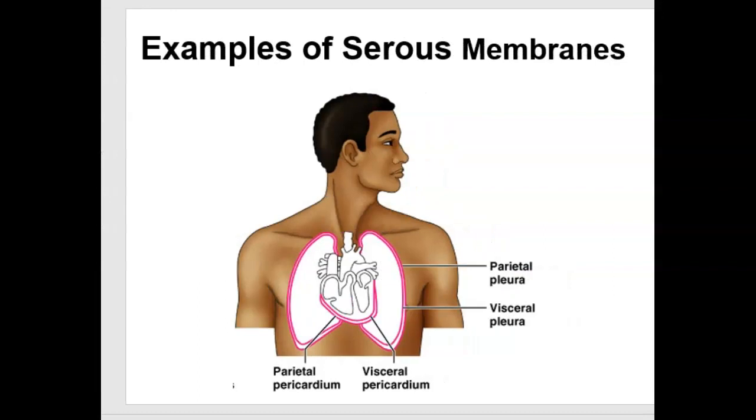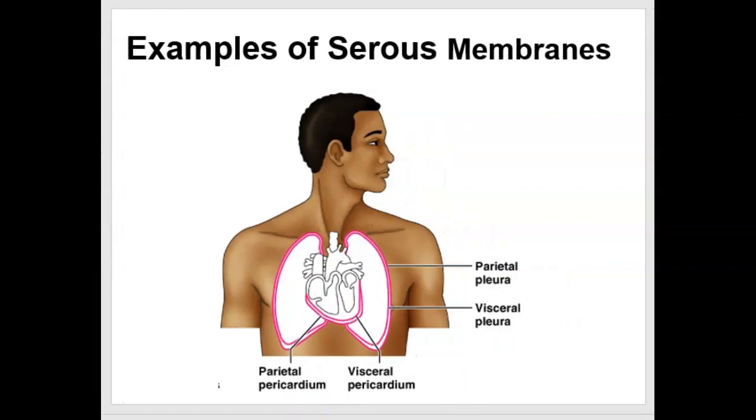Serous membranes, in contrast, are found in closed body cavities, which I mentioned, and so the pink lines represent the serous membranes that make up the visceral pericardium, the parietal pericardium, the visceral and parietal pleura. Not shown would be the peritoneum, both layers.